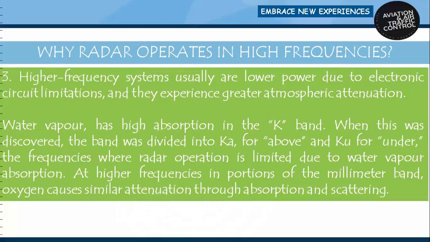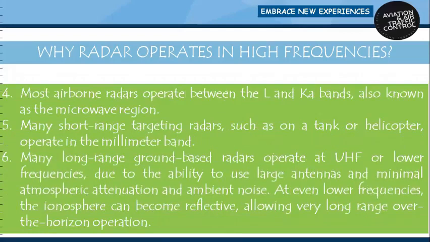At higher frequencies in the millimeter band, oxygen causes similar attenuation through absorption and scattering. Most airborne radar operates between the L and Ka bands, also known as the microwave region. Many short-range targeting radar, such as on a tank or helicopter, operate in the millimeter band. Many long-range ground-based radar operate at ultra-high frequency or lower frequency due to the ability to use large antennas and minimal atmospheric attenuation and ambient noise. At even lower frequencies, the ionosphere can become reflective, allowing very long range over the horizon operation.